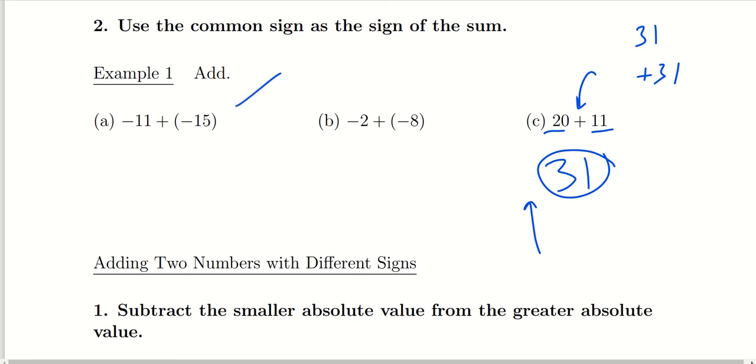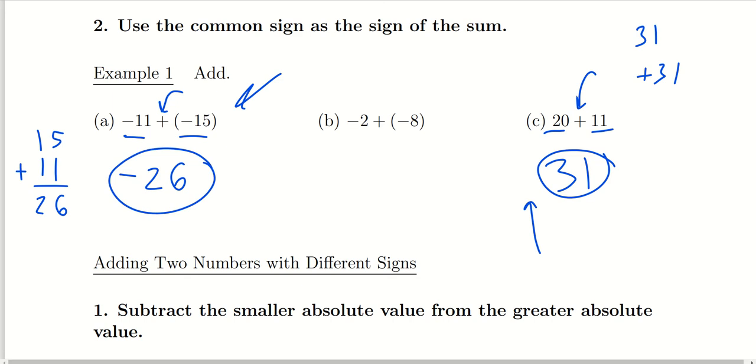Okay. Let's take a look at example A now. So we're adding, and notice what numbers are we adding? Well, we're adding a -11, and we're adding a -15. So the two numbers that we're adding both have the same sign. So according to our rules for addition, we add the absolute values, or the values of the numbers. 15 plus 11 is going to give us 26. Because both numbers were negative, that means our answer is going to be negative. So the answer is -26.